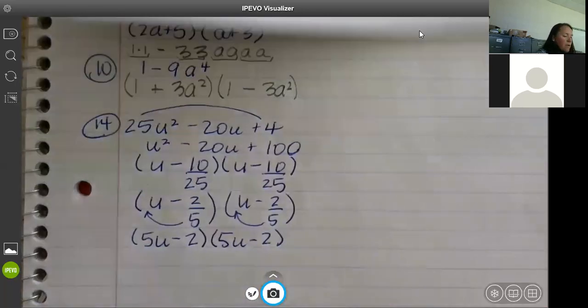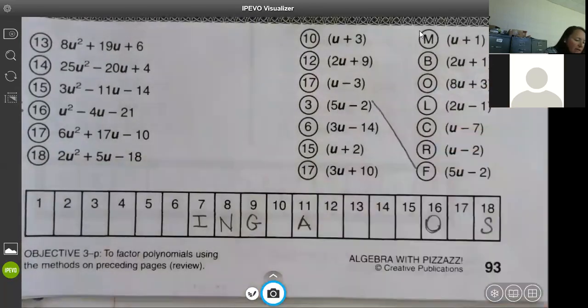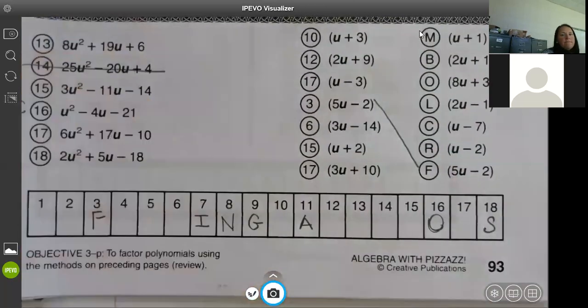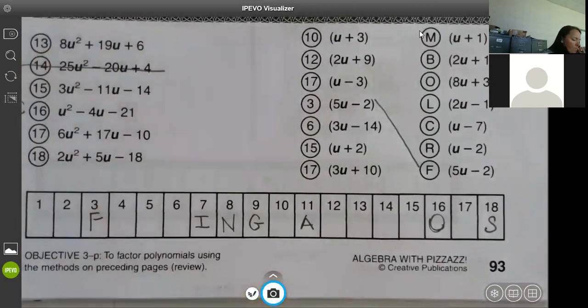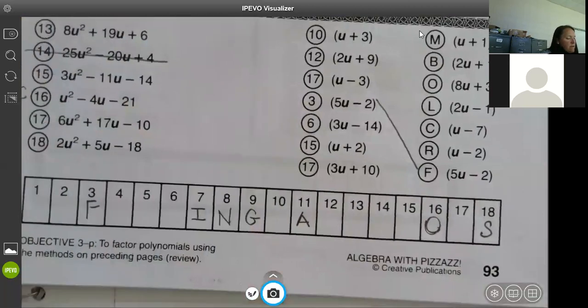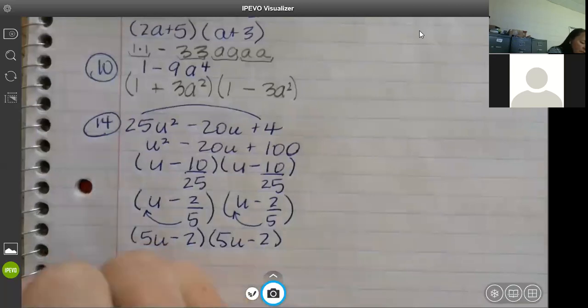Everybody okay? On this paper, connect those together, and number 3 is F, and we did number 14. Let's do number 17, and we'll be done with this page. We'll switch to the next one.